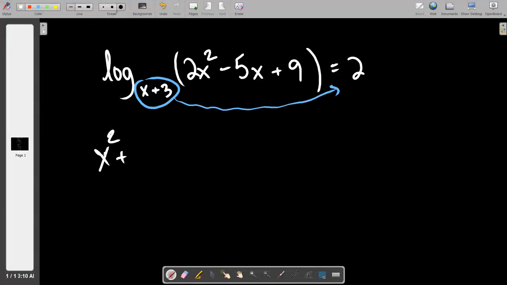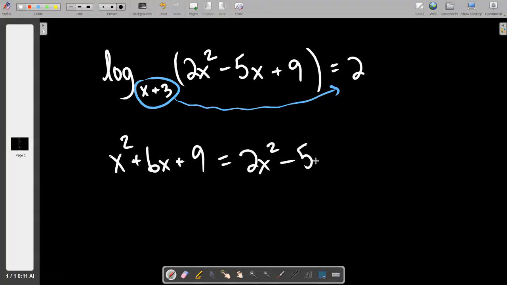Oh, you almost had it. X squared what? Plus 6x. Yeah. Plus 12. Why are you saying 12? 3 squared, plus 9. So again, where this came from was the x we squared to get x squared, the 3 we squared to get 9, and then when we multiplied the x and the 3 together, we got 3x, doubled it, we got 6x. And that's where that comes from. So we have x squared plus 6x plus 9 equals 2x squared minus 5x plus 9.